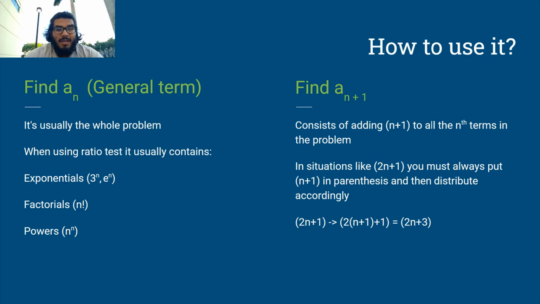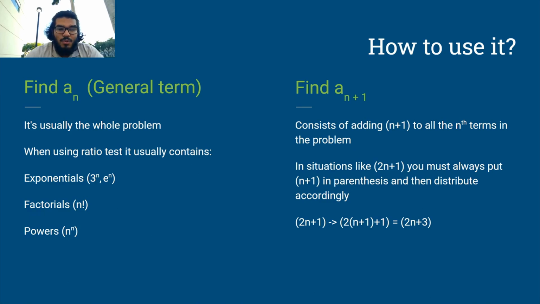The second step is to find a of n plus 1, which consists of replacing n with n plus 1 in all the n terms of your general term. You should be cautious when doing this step, because if you don't do it properly, then when you distribute, you won't get the right answer.